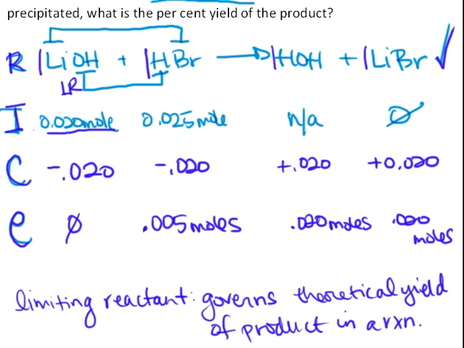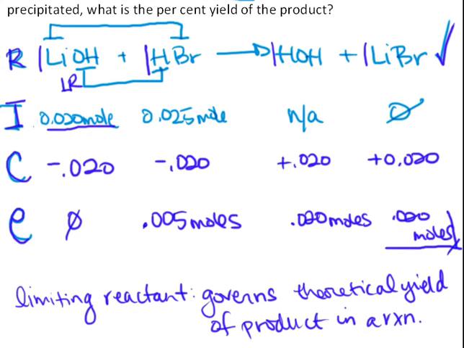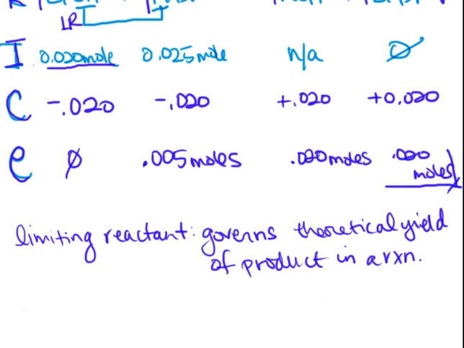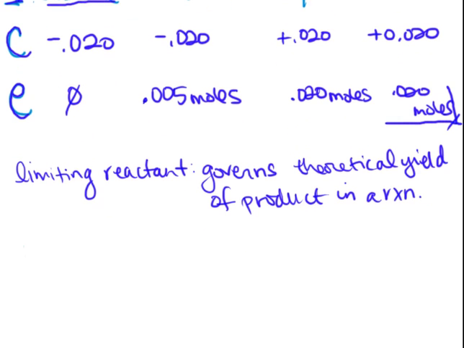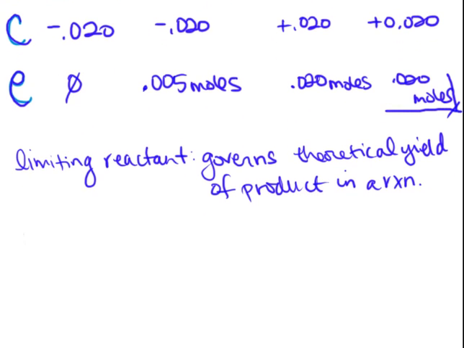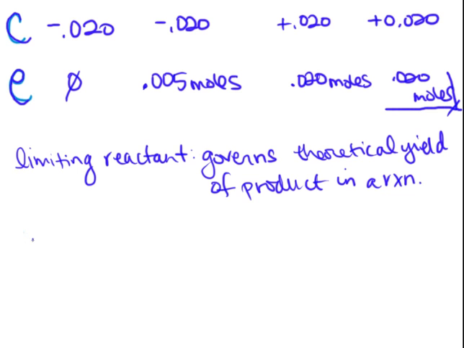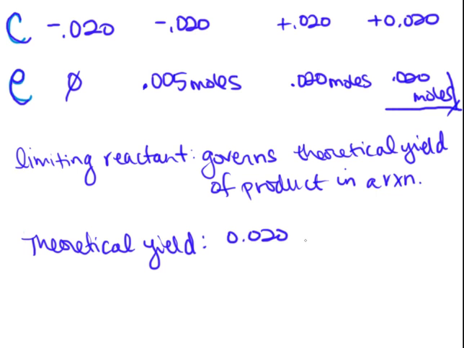Okay, so this is the theoretical yield of our reaction, the maximum amount of product that could be formed based on the amount of lithium hydroxide and hydrobromic acid in the reaction to start with. So this is our theoretical yield. 0.020 moles of lithium bromide.